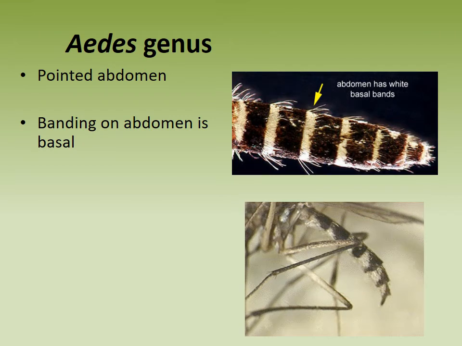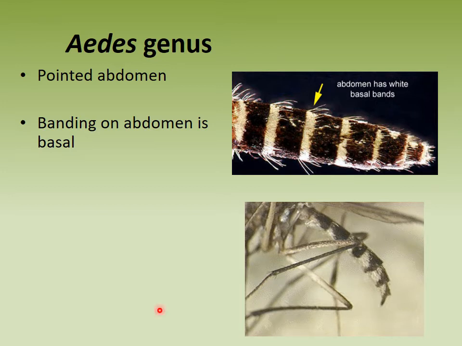The next characteristic is the banding on that abdomen. The specimens in the Aedes genus are going to have basal banding on their abdomen. And so hopefully we've already talked about basal versus apical. If not, or if it's kind of forgotten a little bit, I'll go over it slightly here.